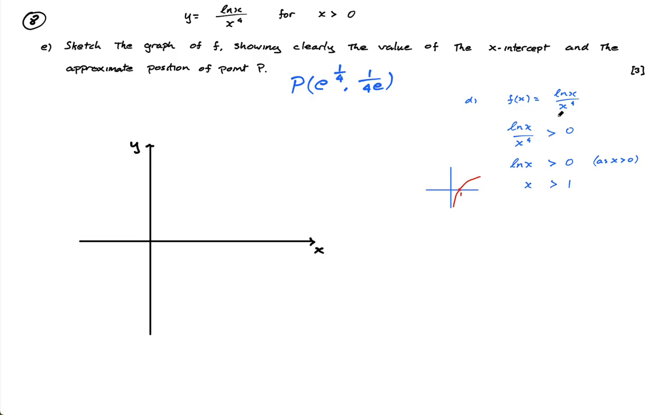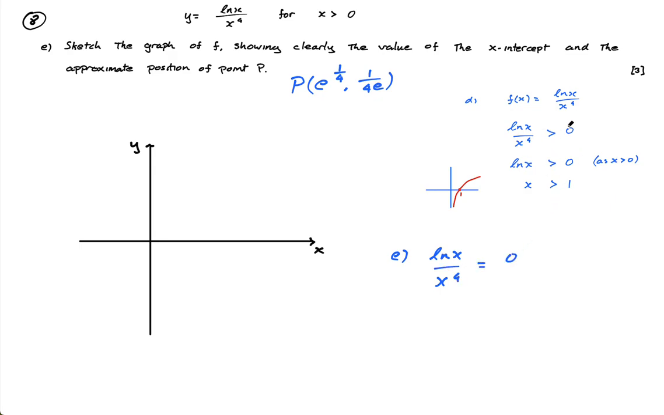Now I've brought this in from the previous question. It is to show you where this graph is positive, where it is greater than 0. And it's greater than 0 when x is bigger than 1. So it's always going to be positive when x is bigger than 1. I think the first thing we need to do, guys, is get the x-intercept. So the x-intercept happens when ln of x over x to the 4 equals 0.